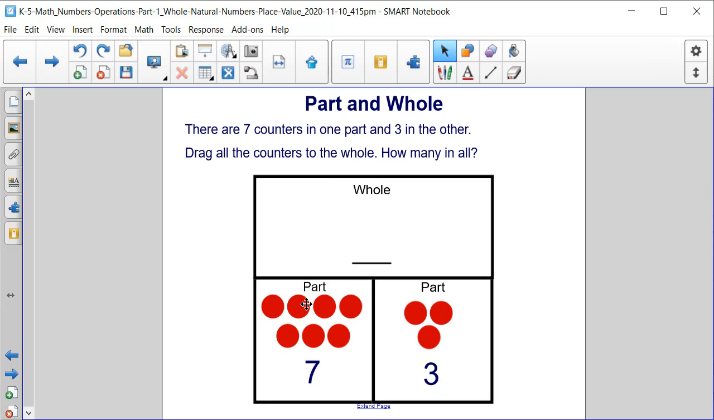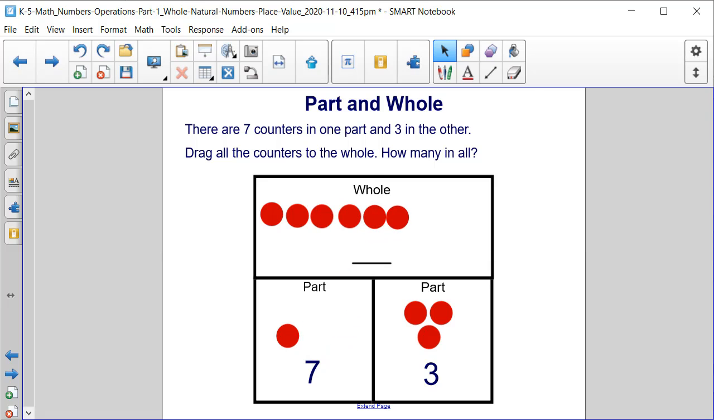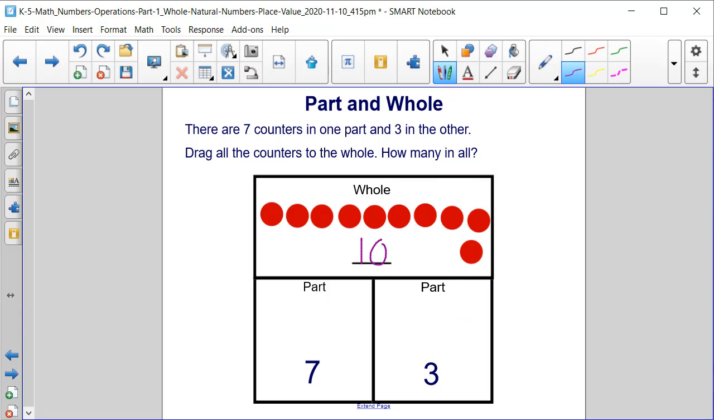There are 7 counters in one part, shown here on the left and the bottom, and 3 in the other, over here to the right. If we drag all the counters into the whole, how many will we have in all? Well, let's actually find out, and we can count along the way. 1, 2, 3, 4, 5, 6, 7, 8, 9, 10. So the whole amount, which is also the sum of 7 and 3, is 10.